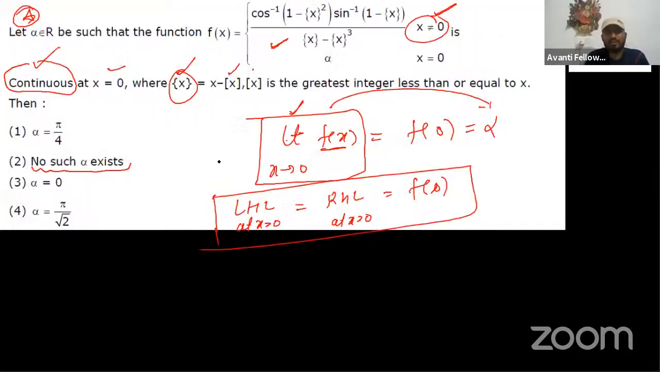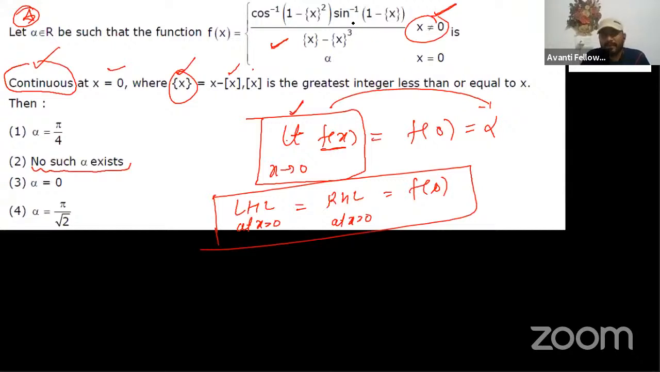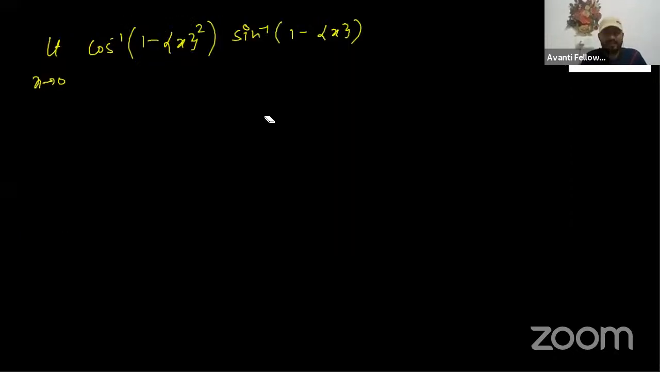Now we have to find the limit x is tending to 0 of cos inverse of 1 minus fractional part x square, times sin inverse of 1 minus fractional part x, upon fractional part x minus fractional part x cube. Yes or no? The question is big.